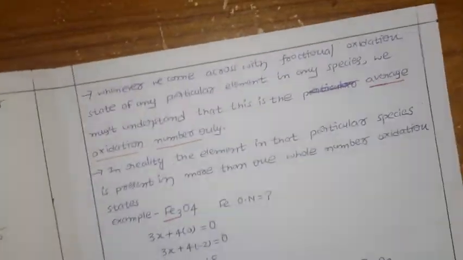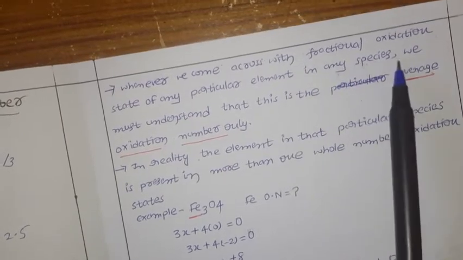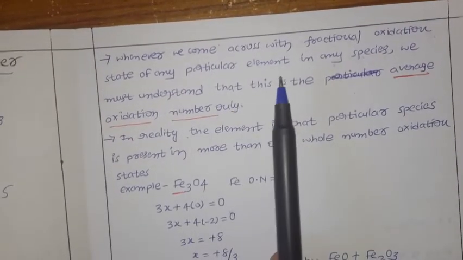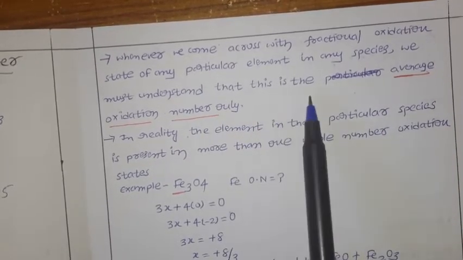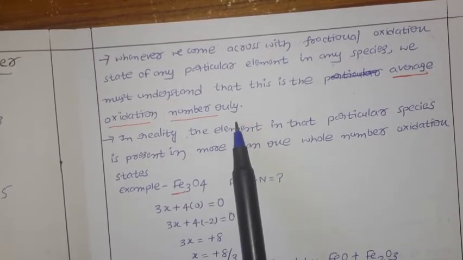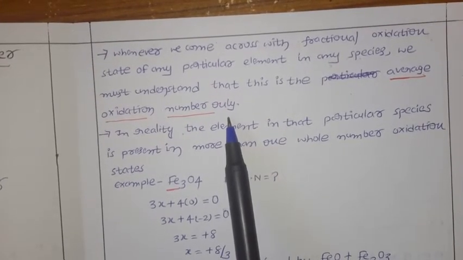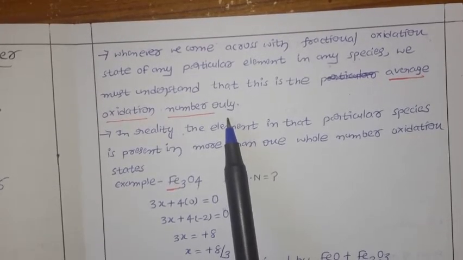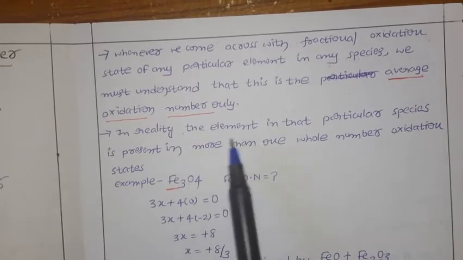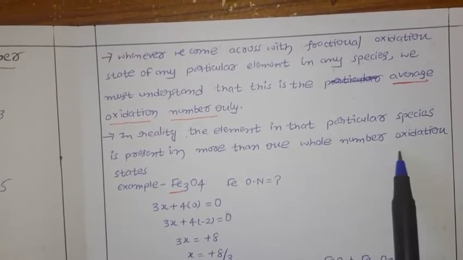Now what I want to convey is, whenever we come across a fractional oxidation state of any particular element in any species, we must understand that this is the average oxidation number only. So while calculating the oxidation number, if you are getting a fraction, it indicates what? Average oxidation number only. In reality, the element in that particular species is present in more than one whole number oxidation state.